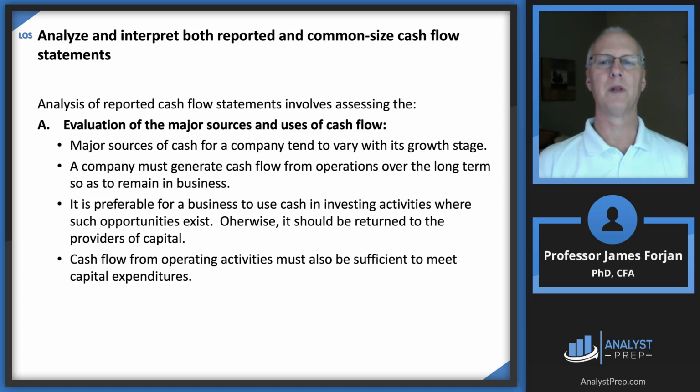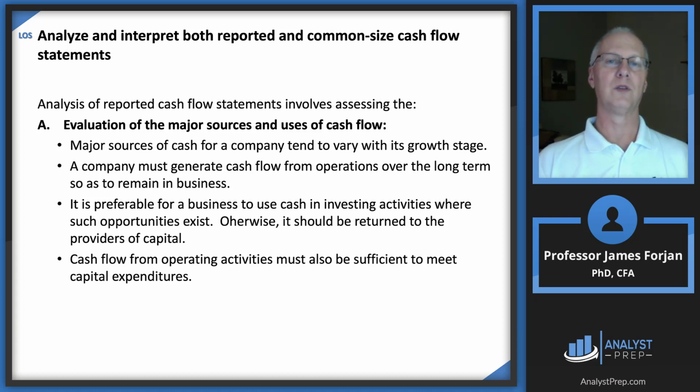All right, so we have a couple of different ways to do this. Let's start with A, the evaluation of the major sources and uses of cash flow. And so depending on the growth stage, that's what I just mentioned, those major sources are going to vary. A company must generate cash flow from operations to remain in business. That's what I was talking about with the sustainable. It is preferable for a business to use cash in investing activities where such opportunities exist.